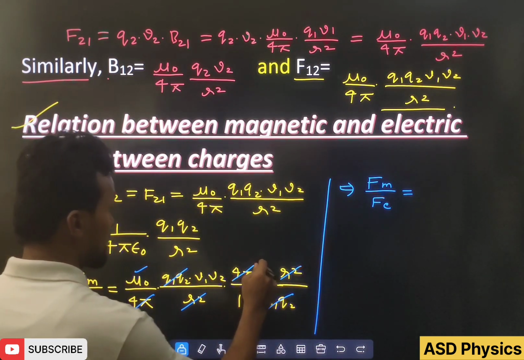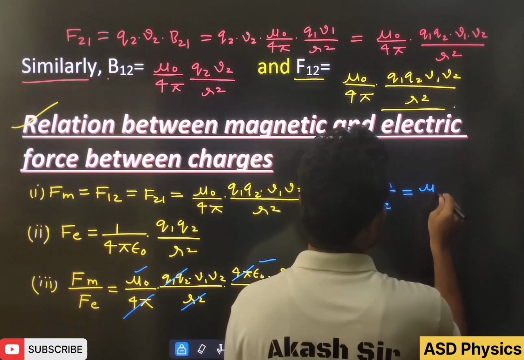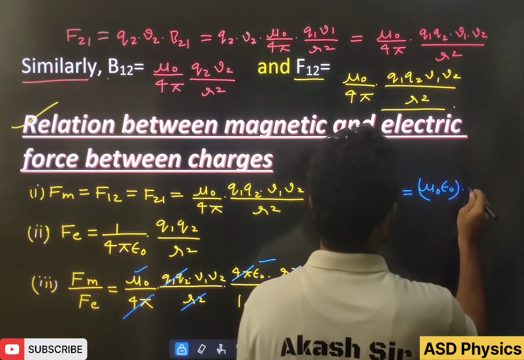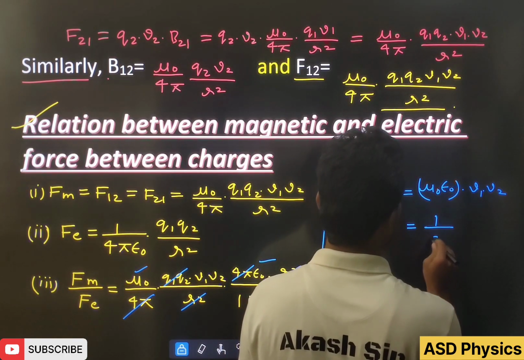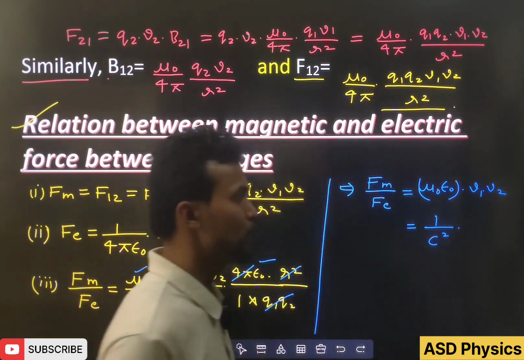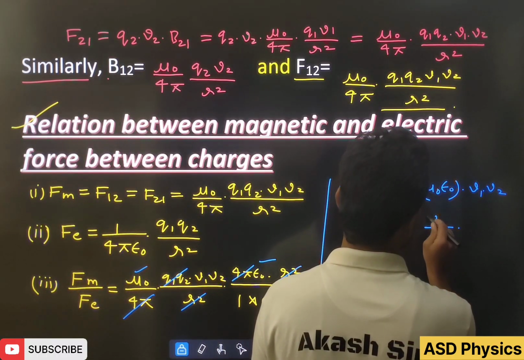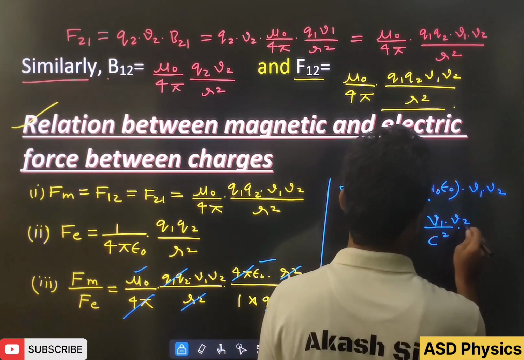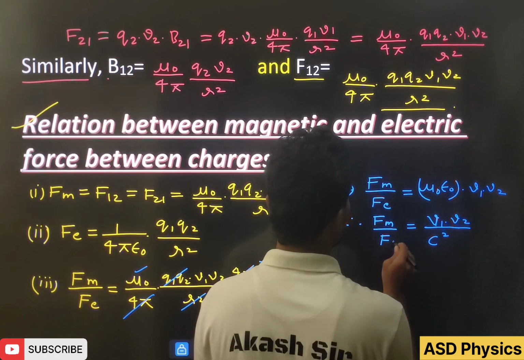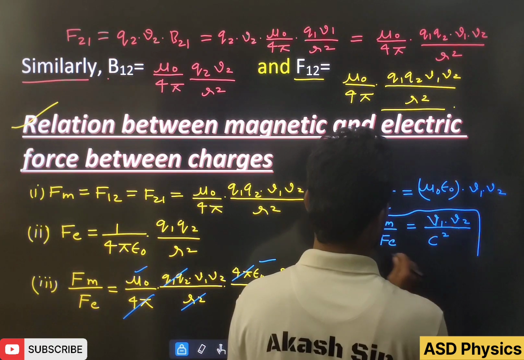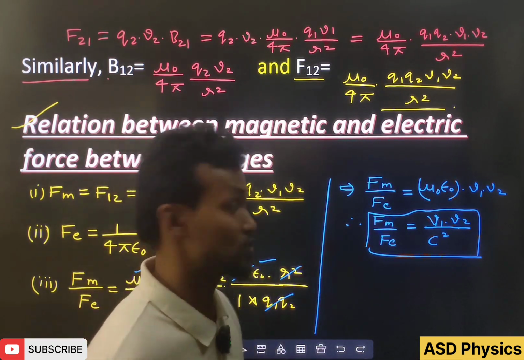Mu naught epsilon naught, and here V1 V2. Mu naught epsilon naught into V1 V2. And what is mu naught epsilon naught? In our electromagnetic waves chapter we will see mu naught epsilon naught is called 1 by c square. And this will be V1 into V2. So V1 into V2 by c square, this will be the formula for Fm by Fe.